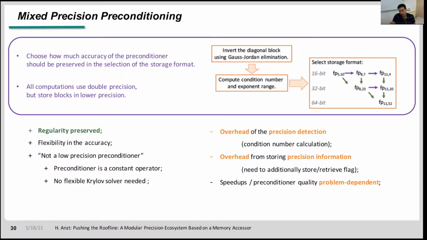The downside, of course, is I have some overhead. I first have to look for each diagonal block. What is the condition number? What is the value range? Which format can I use? And then I also have to store that information. And as you can imagine, that makes the whole thing very problem dependent.